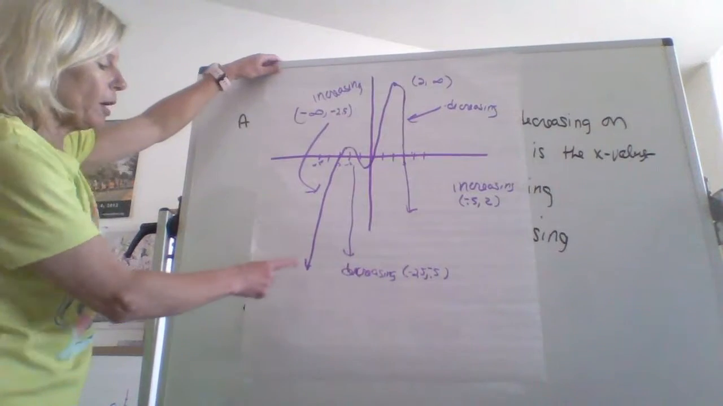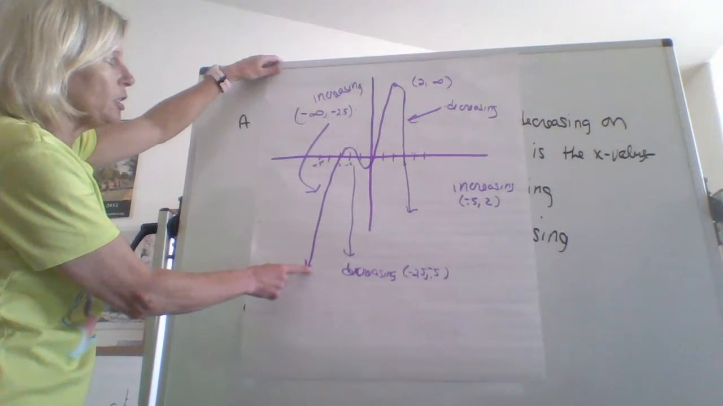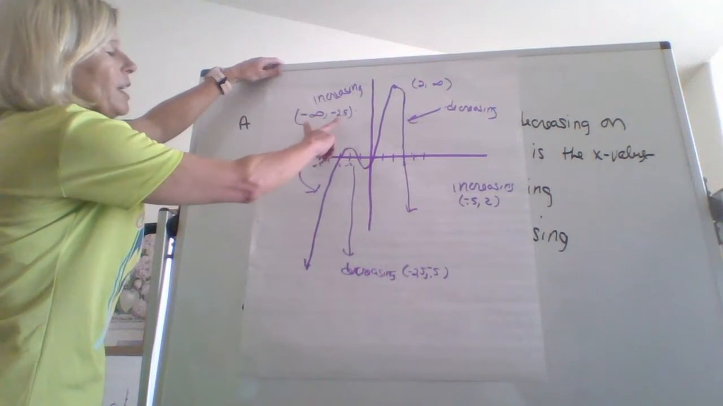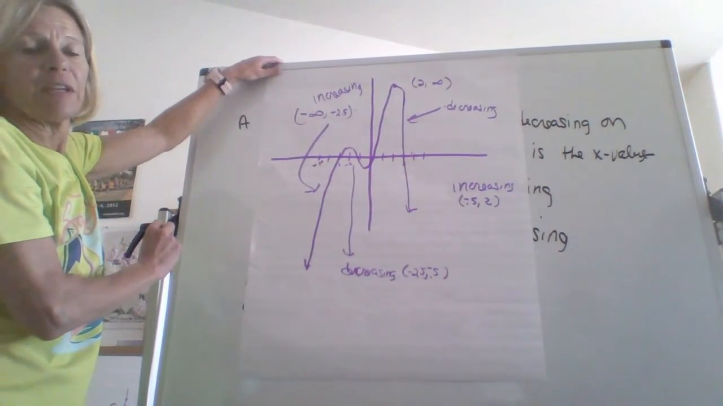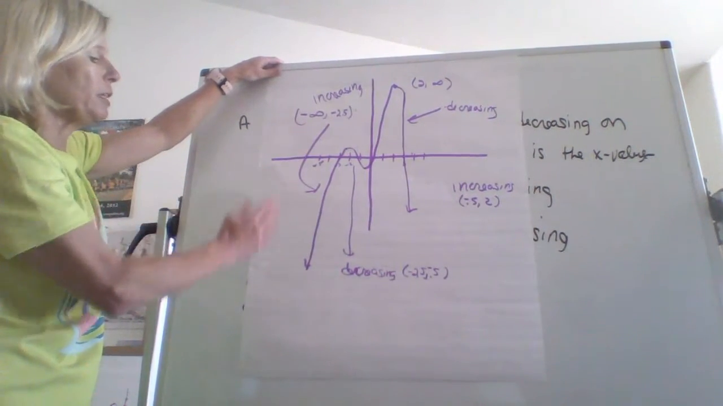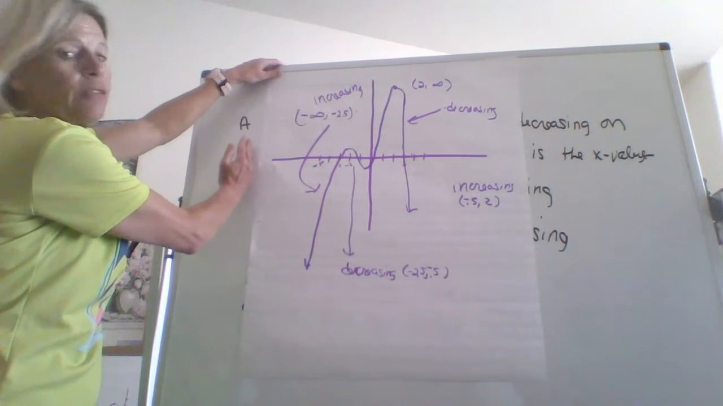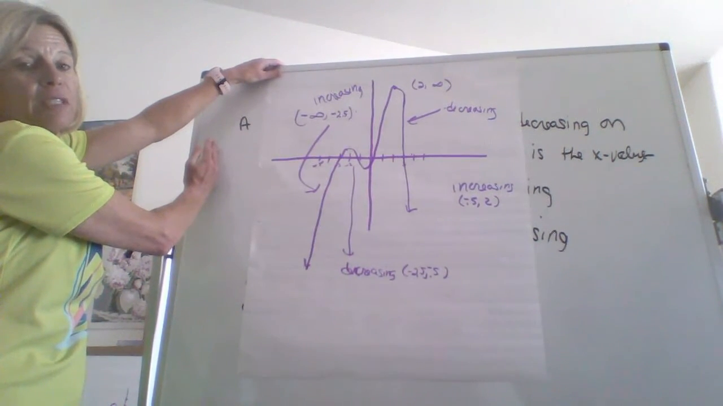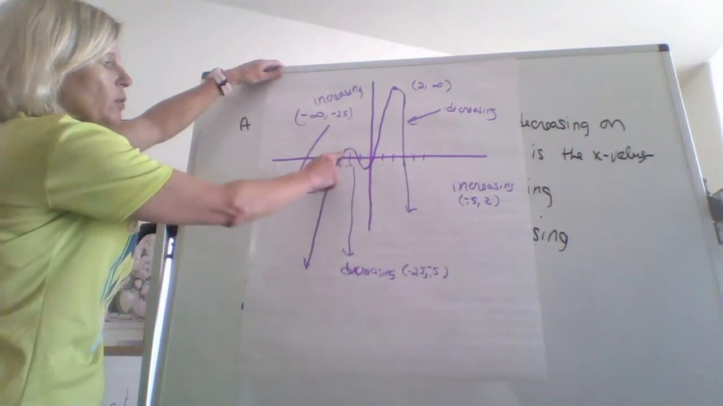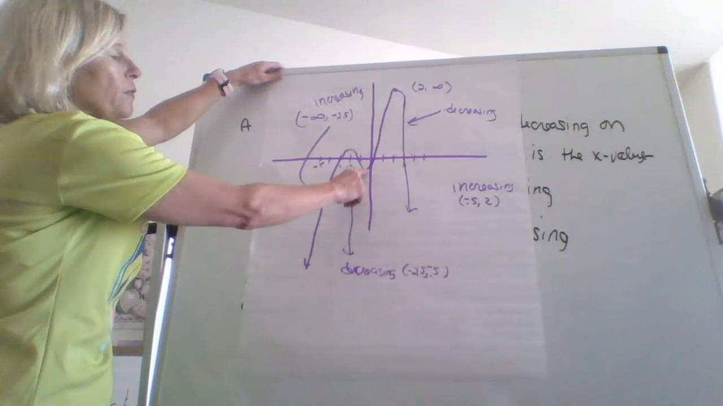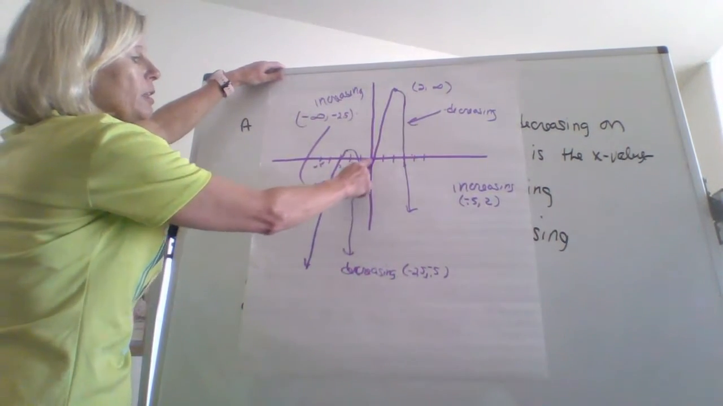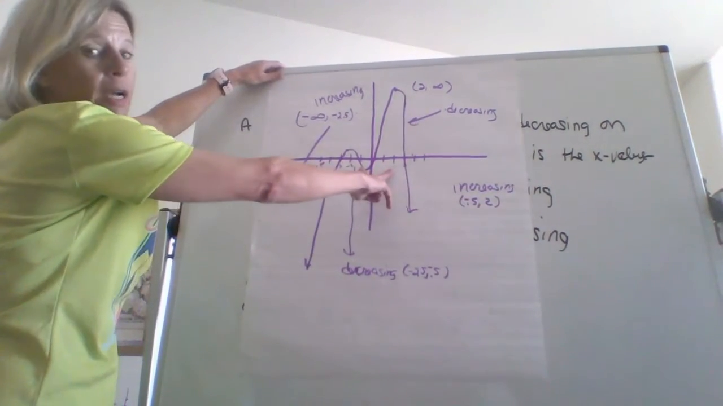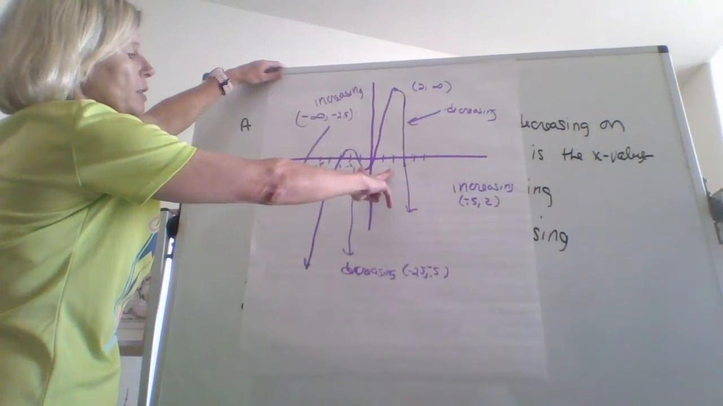If we look at this graph, we see the function is increasing up to this maximum value. The x values of that interval are negative infinity to negative 2.5, because anywhere we go to the left to negative infinity, the function is going to be increasing. The function is also increasing on this interval from negative 0.5 to 2. Again, we're looking at the x values.